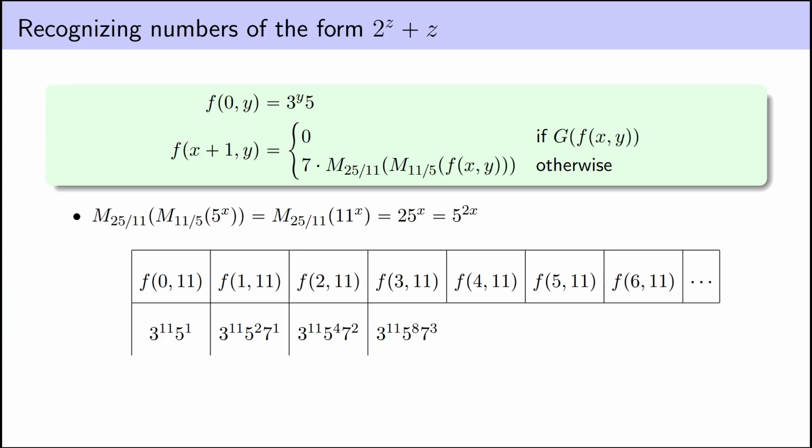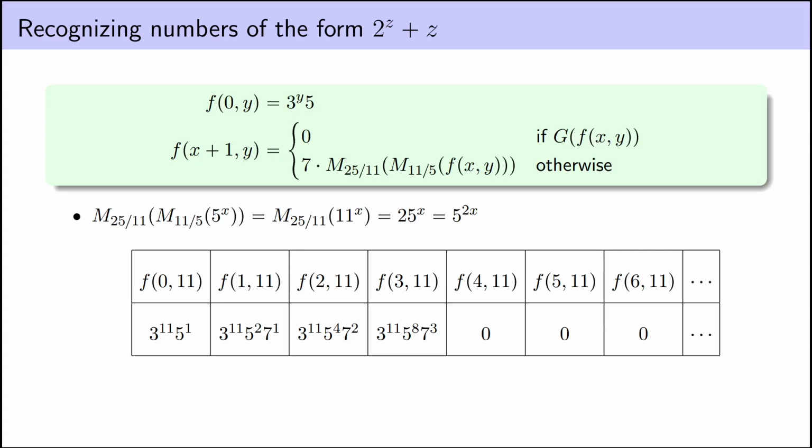Each time we do this, the exponent of 5 is always going to be 2 to the power of the exponent of 7. And now we do satisfy the g predicate. 11 is 8 plus 3, so we crash down to 0, and we stay there every further time that we increment x. So a few things to note here.